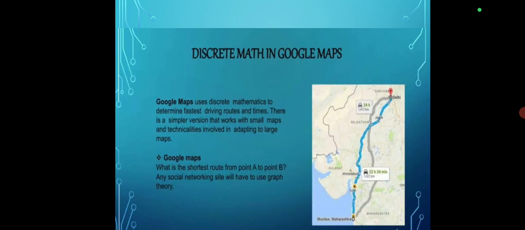Discrete math in Google Maps: it uses discrete mathematics to determine the fastest driving routes and times. There is a similar version that works with small maps, and technicalities involved in updating to large maps. What is the shortest route from point A to point B? Any social networking site will have to use graph theory.